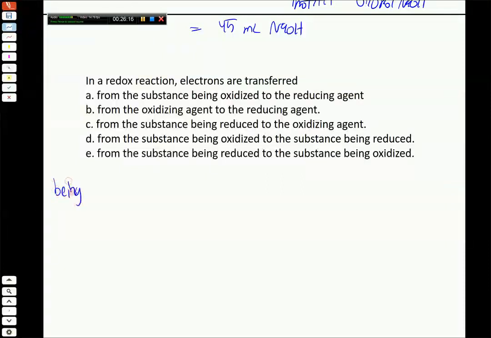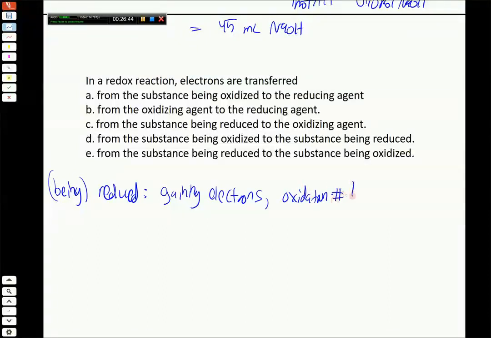If the substance is being reduced, or is part of the reduction part of the equation, it involves gaining electrons. So when something is reduced, it gains electrons, or in other words, it accepts the electrons. The oxidation number when something gets reduced decreases, and the substance that is being reduced is what we call the oxidizing agent.